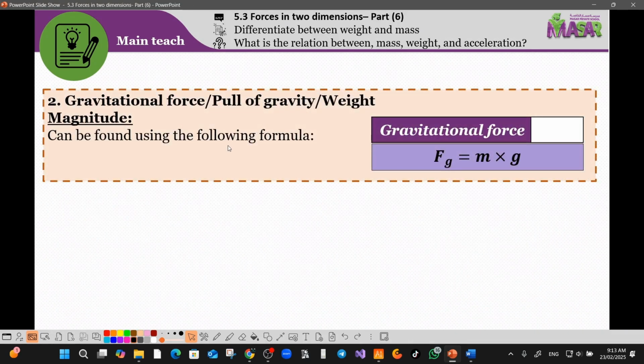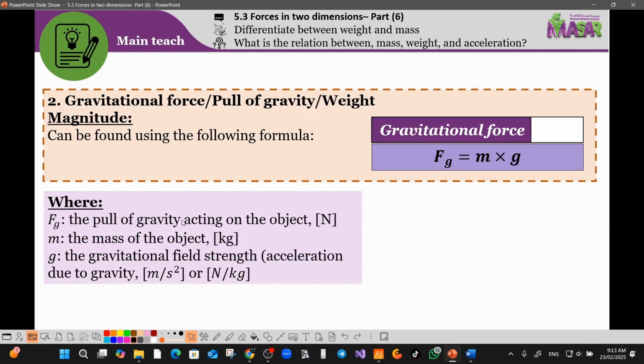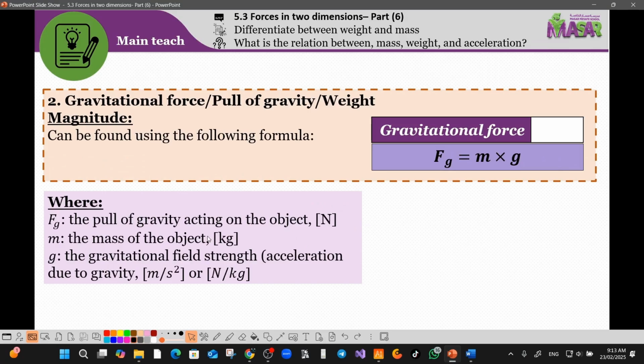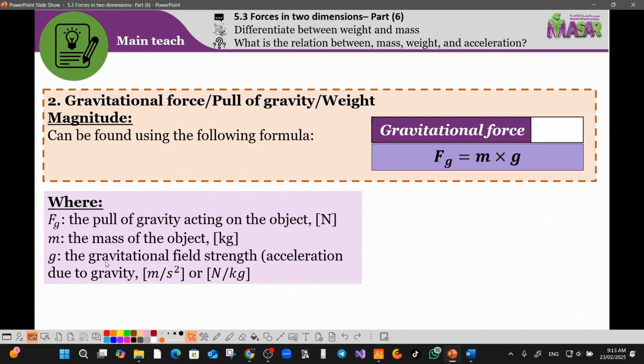Now, to find the magnitude of the pull of gravity, or the weight, or the gravitational force, we can find it using this formula. The Fg is equal to m times g. Now, the Fg is the pull of gravity or the weight of the object, and it's expressed in newtons. The mass m is expressed in kilograms. The g represents the gravitational field strength.